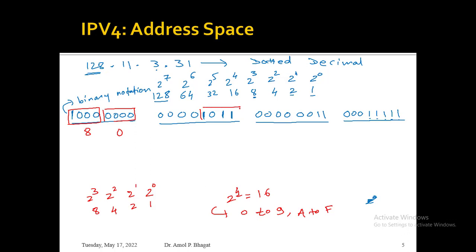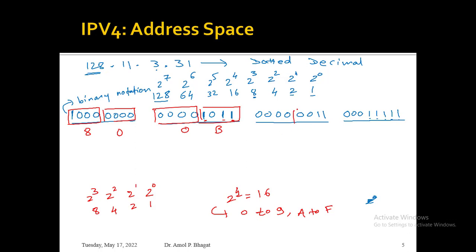Again, here also I will divide into 4-bit combinations to get the hexadecimal notation, right? So here, the value represented by these 4 bits is 8 plus 2 plus 1, so it is 11, right? In hexadecimal notation, 11 is represented by B. Capital A or small a is for 10, and B is for 11, right? So 8 plus 2 plus 1 is B, and the other nibble is 0. So 0B will be there.